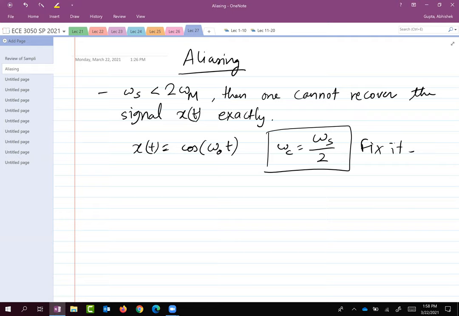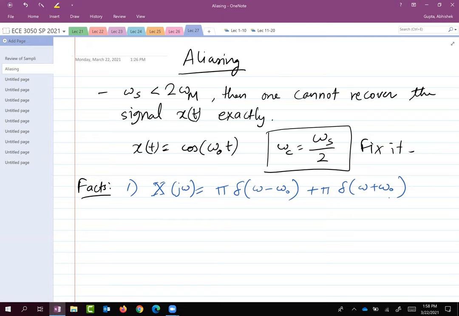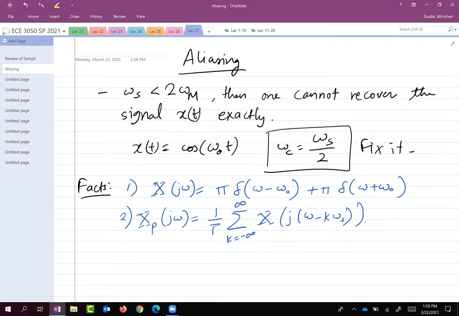Was there anything else I needed? Yes, I needed the following facts. The first thing I want to mention is my X(j omega). And then the second one, my X_p(j omega) is 1 over capital T summation. This X_p is the Fourier transform of x_p(t).